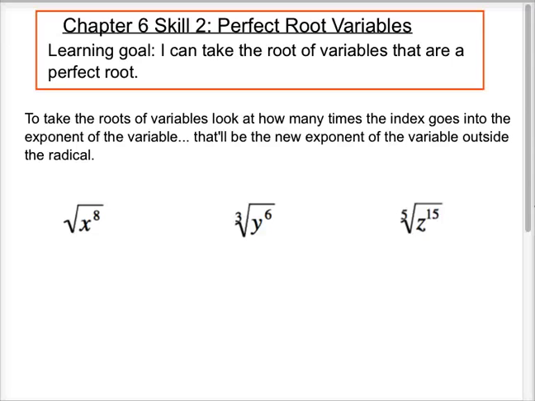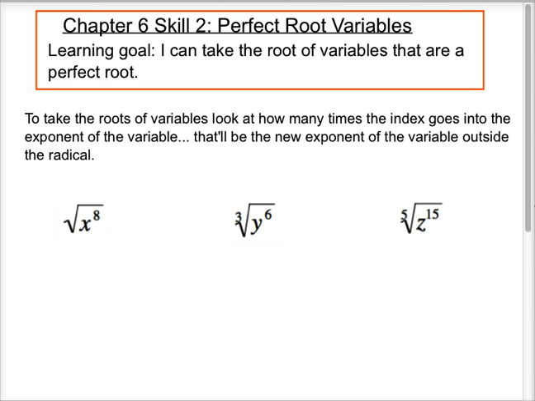Welcome back. In this lesson, we are going to continue our investigation of rooting numbers, but today we're going to take it a step further. We're going to talk about rooting variables. Now, we're going to keep it nice at first. We're only going to root perfect variables, so that means that they're going to come out nicely. And then in future videos, we'll transition to the harder examples.